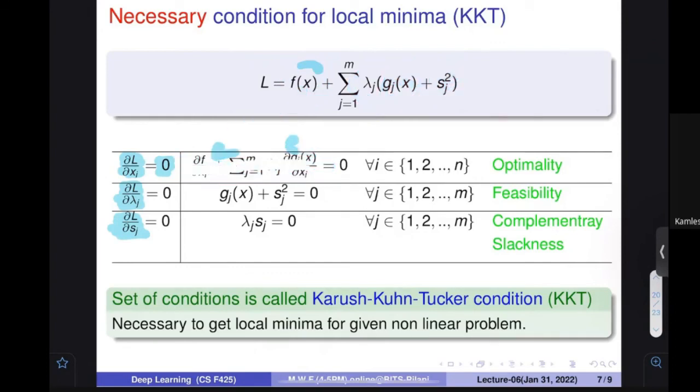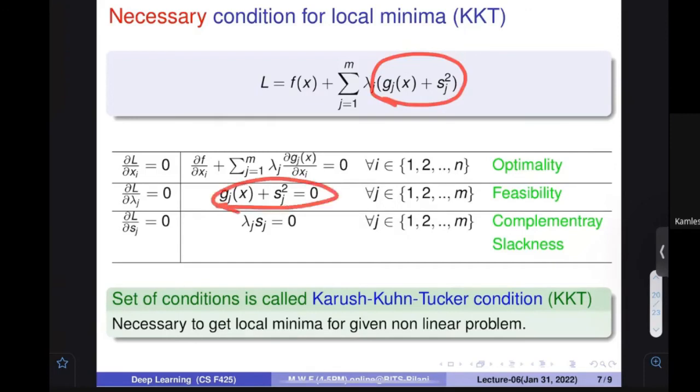Any problem in that? If you find the derivative with respect to lambda, then this term goes away, this also goes away. No, this doesn't go away because it is outside now. Only the inside thing remains. So you say that gj(x) plus sj square is equal to 0. If you do the derivative with respect to sj, then this goes away, and only the derivative of lambda times sj square remains, because 2 comes here, 2 multiplied by sj.